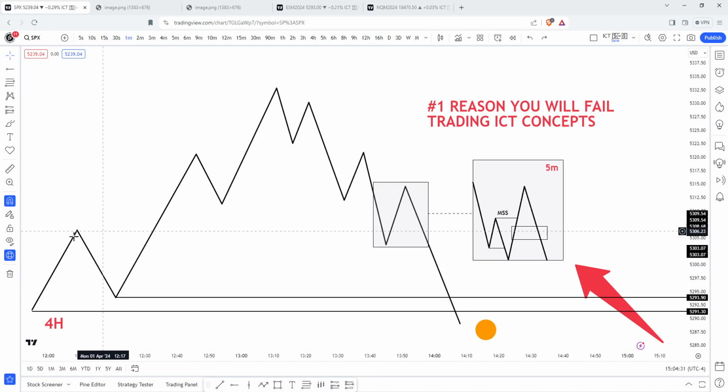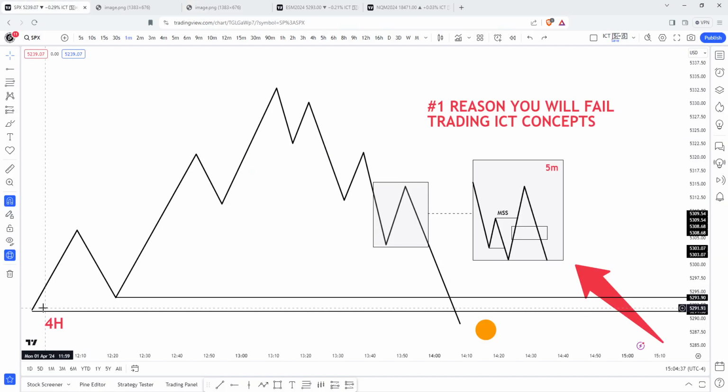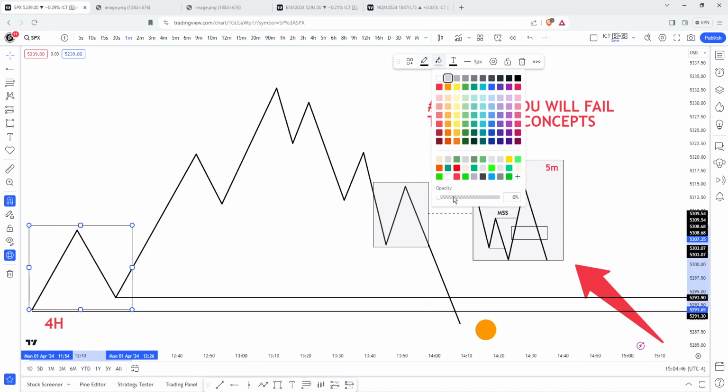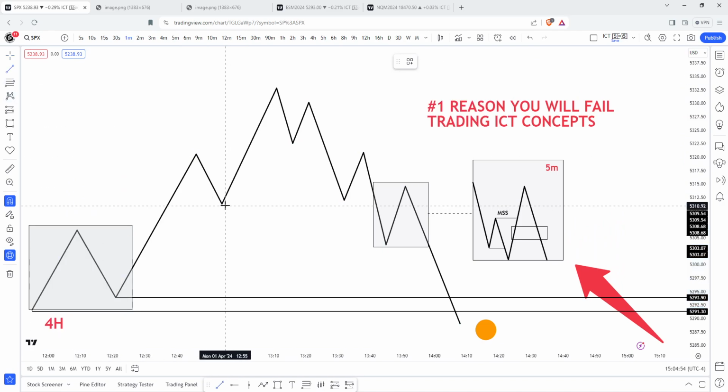Okay, so we're going to identify that this 4-hour is going to be the target. Why? Because we have a market maker sell model here. All right, so you have the original consolidation. Okay, so this is where the market is likely targeting because we have an original consolidation. All right, price moved away from that original consolidation. Okay, we had some accumulation. Smart money reversal is up here. Okay, and then price is displacing beneath this previous low.